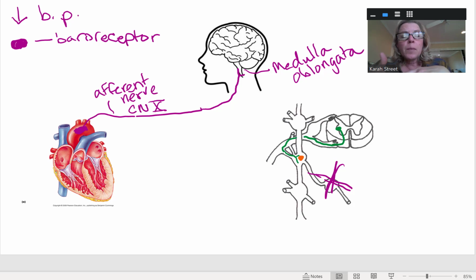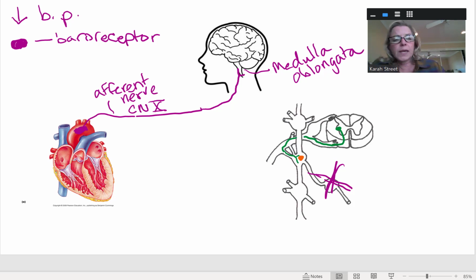In your homework packet, you were asked to draw an X through some structures that would not be applicable, that were drawn on the picture, to show that they weren't applicable to the task you were being asked to do. That's why I'm crossing out the collateral ganglion. That is only found below the diaphragm, and we are stimulating an organ that is above the diaphragm.